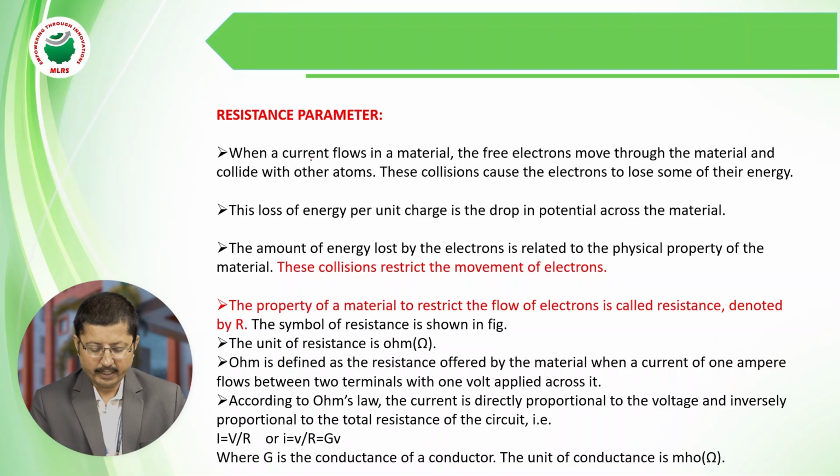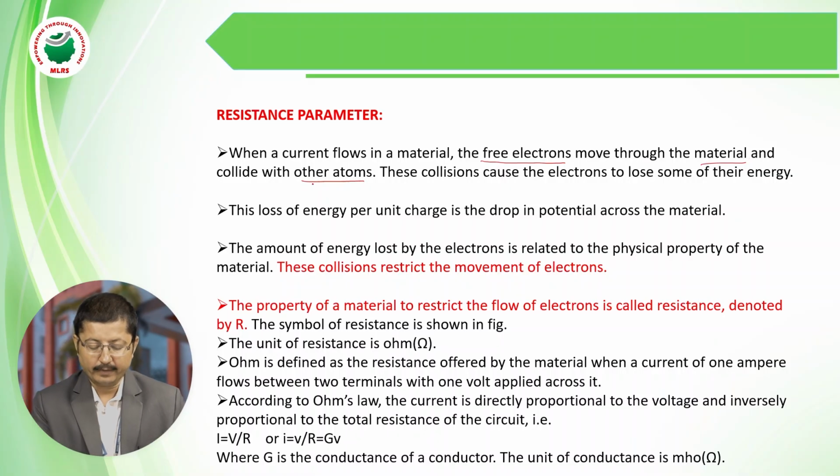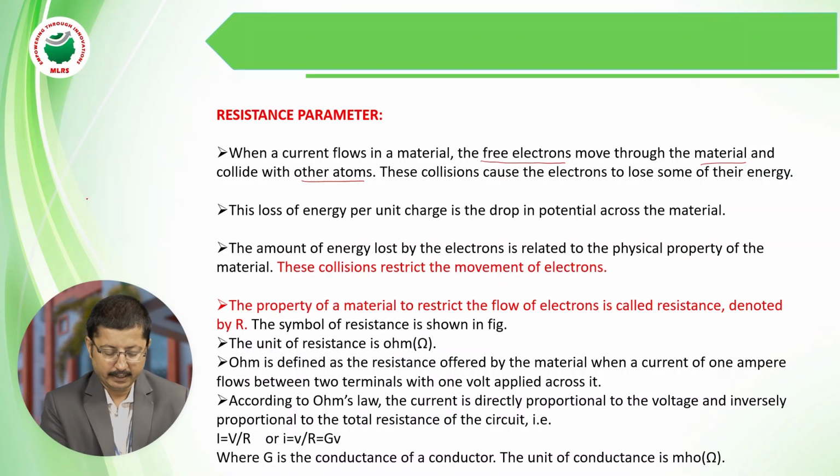So when current flows in a material, free electrons move through the material and collide with other atoms. So what is the point here? Let us take one simple material here. When current is passed through this, the free electrons move through the material.